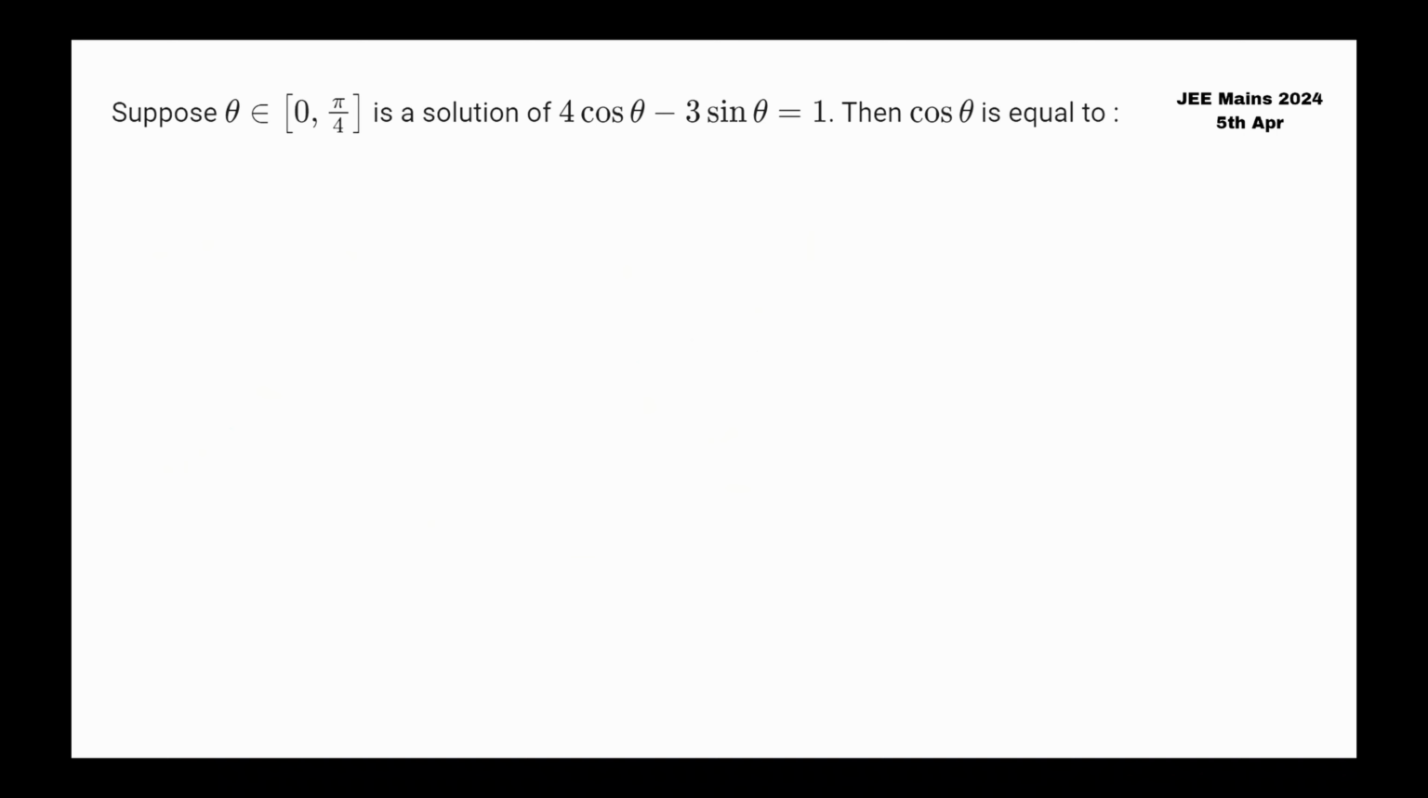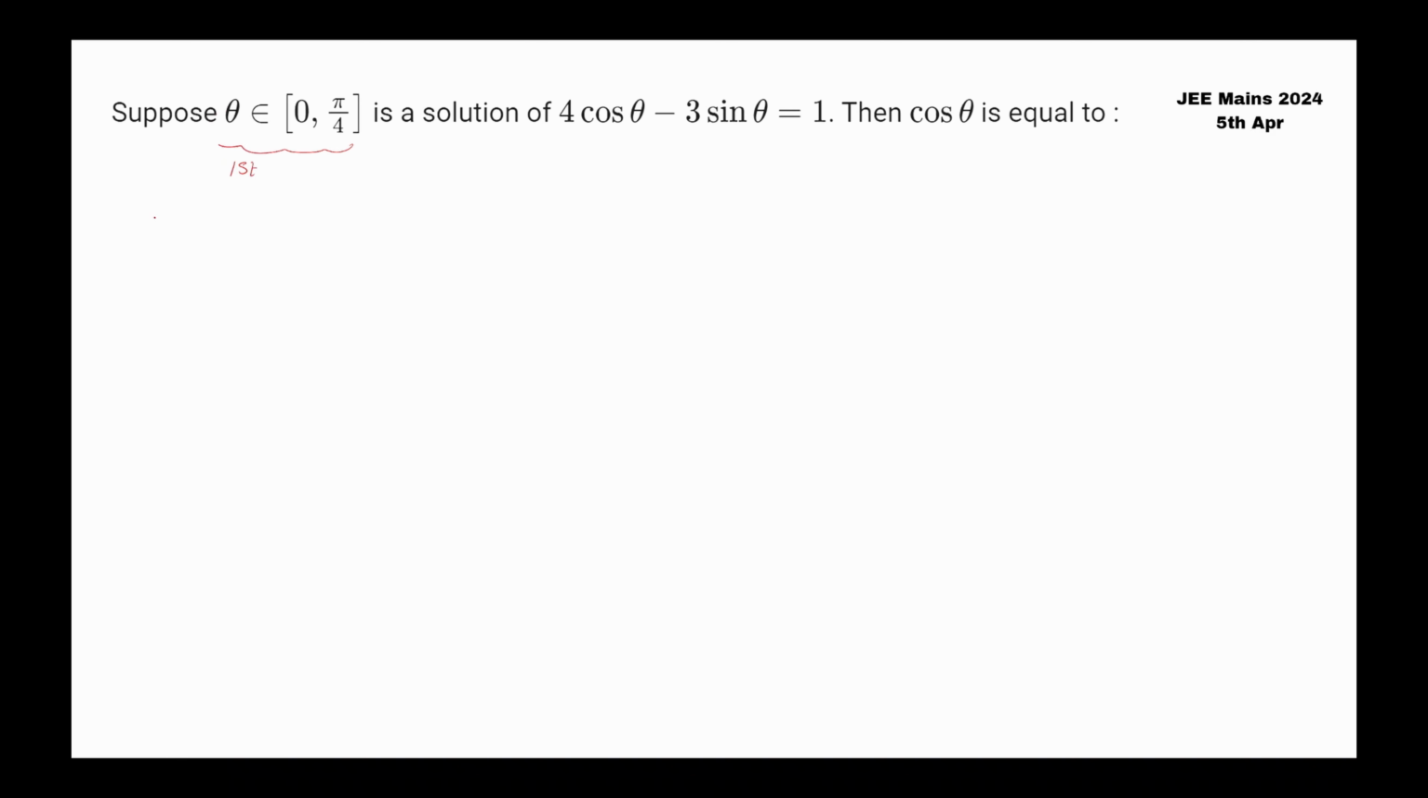If theta belongs to 0 to pi by 4. So here, again, they've told us that it lies in the first quadrant, and they've given us a very small portion of the first quadrant, half of the first quadrant basically, from 0 to pi by 4. And what have they asked us? The value of cos theta.